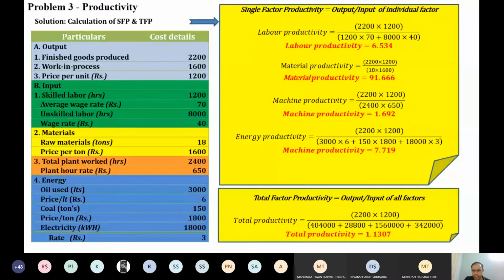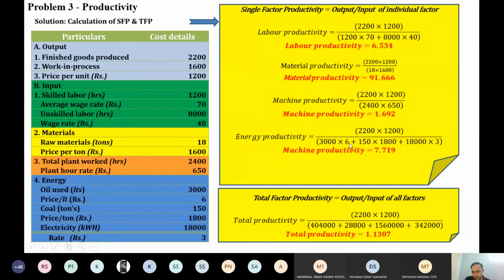So whatever I had in the denominator, I have calculated these denominator values and put them here, because we know it's output divided by all input factors. So it is going to be 1200 into 70 plus 8000 into 40 plus 18 into 1600 plus 240 into 650 plus 3000 into 6 plus 150 into 1800 plus 18,000 into 3. If I do all these multiplications, I will get this sum.